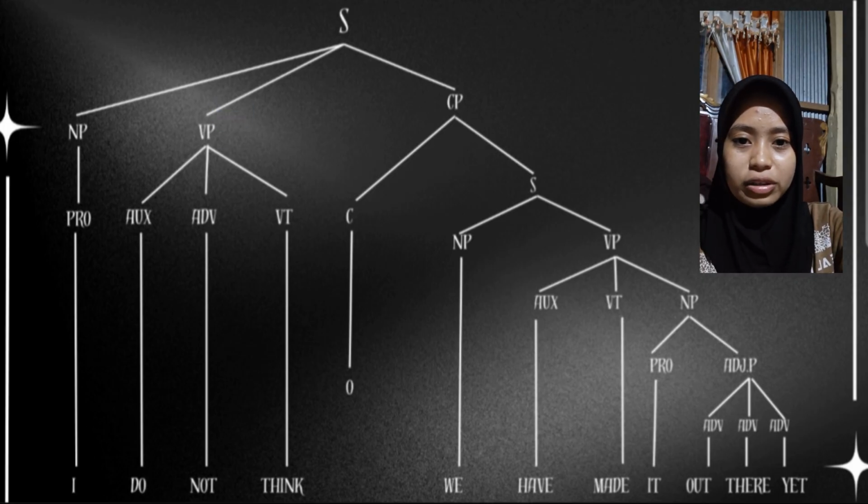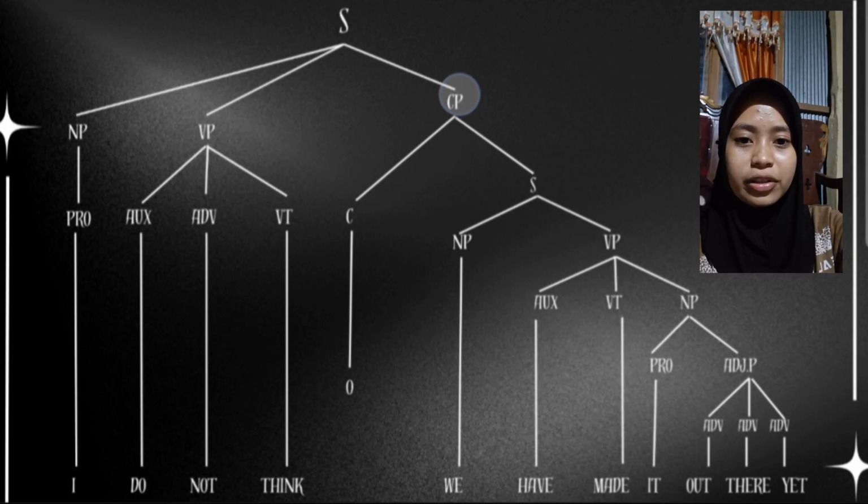The VP contains the auxiliary verb do, the adverb not, and the transitive verb think. After the verb think, there is a CP, or complementizer phrase. The complementizer is not pronounced in the sentence, so it is represented by the symbol zero complementizer, also known as a zero complementizer.